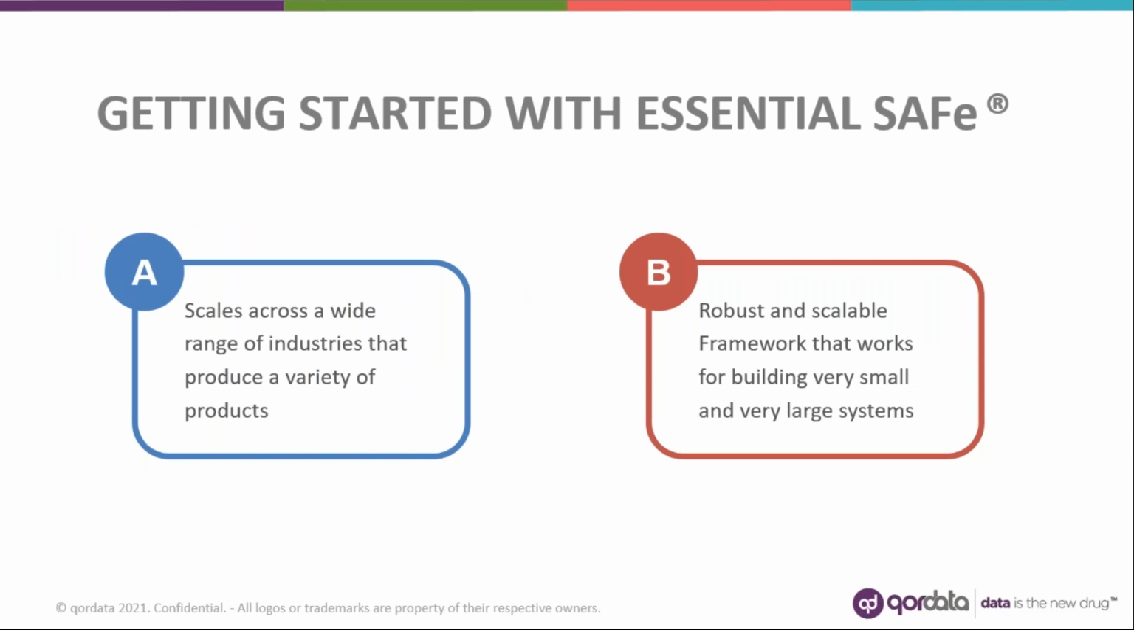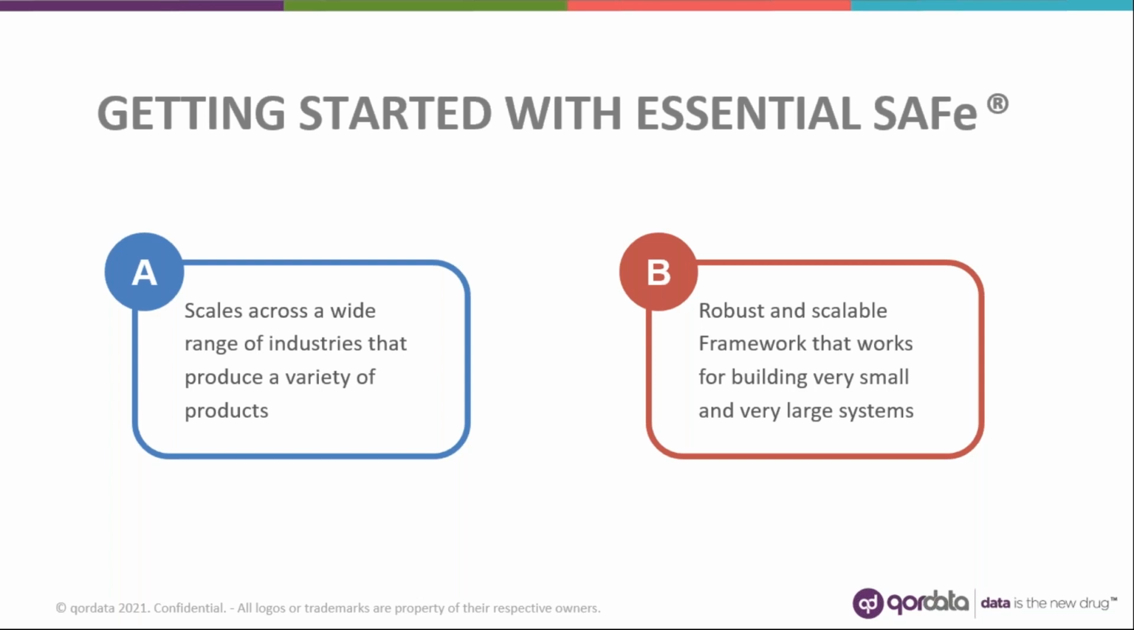So basically, SAFe has proven to scale across a wide range of industries that produce a variety of products, including businesses that build computers or software, financial and insurance institutions, medical device manufacturing, travel companies, and companies that produce large systems such as aircraft, space, and missile systems. The SAFe framework is robust and scalable so that it works for building very small and very large systems.